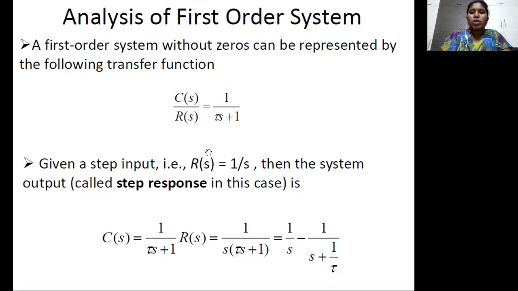Now what I am doing is substituting this value in the transfer function equation. So we can say that C of s is equal to 1 by tau s plus 1 into r of s. In the place of r of s, I am substituting this 1 by s value. So what I get here is 1 divided by s into tau s plus 1. From this equation, by doing partial fractions, I can obtain it as 1 divided by s minus 1 divided by s plus 1 by tau.